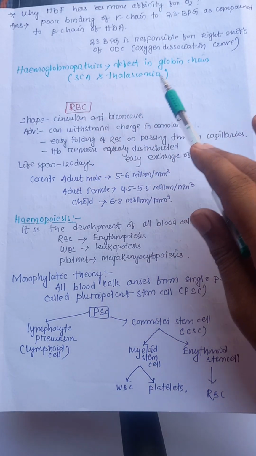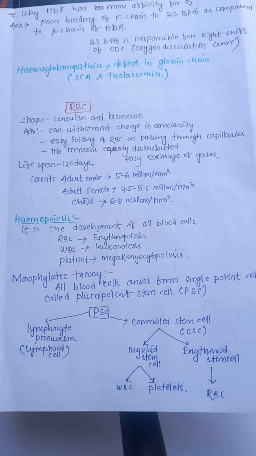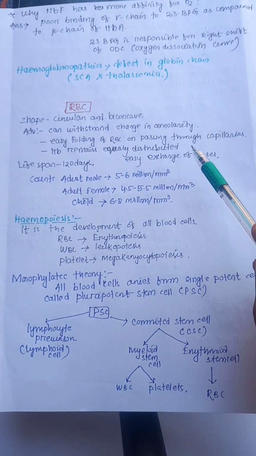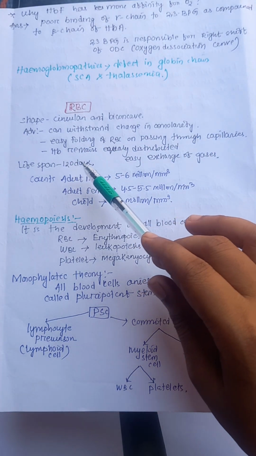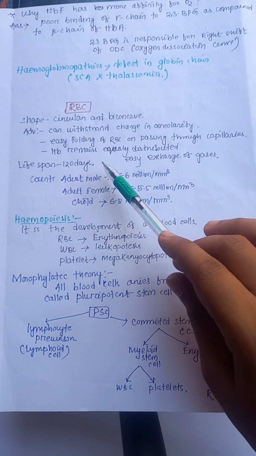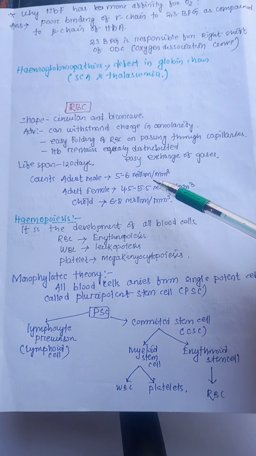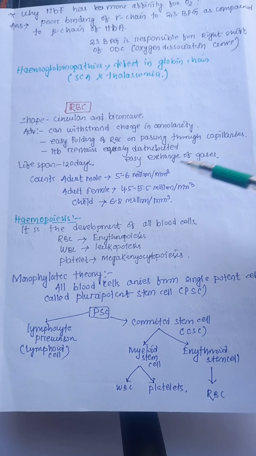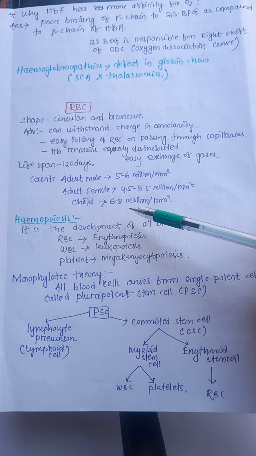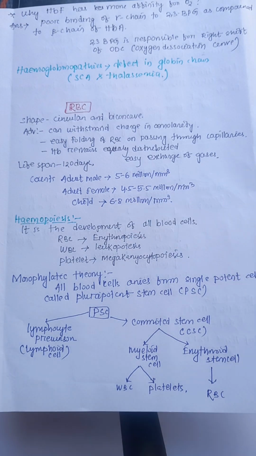And hemoglobinopathy is a disorder affecting the globin chain; sickle cell anemia is called a hemoglobinopathy. Let's see RBC. RBC is circular and biconcave, and because of the biconcave and circular shape, it can tolerate changes in osmolarity. That means if there is hypotonicity of the blood, it can withstand a larger volume to expand, and RBC folds easily when passing through a capillary. Hemoglobin remains equally distributed, and gas exchange is easy. The lifespan is 120 days. The count for an adult male is 5 to 6 million, for a female 4 to 5 million, and for a child 6 to 8 million.